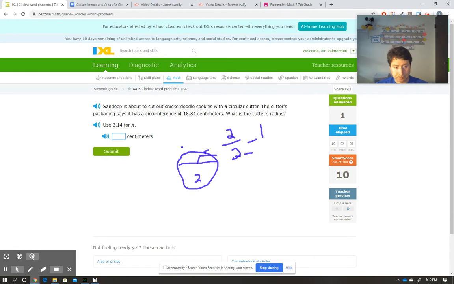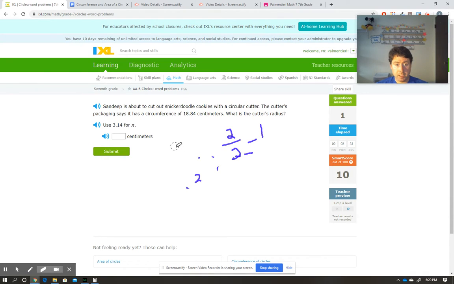Now this one says, Sandy is about to cut out snickerdoodle cookies with a circular cutter. Okay, I guess that was somebody's name. The cutter's packaging says it has a circumference of 18.84 centimeters. What is the cutter's radius? Okay, so now these are a little tough, but I'm glad we're seeing these problems right away.